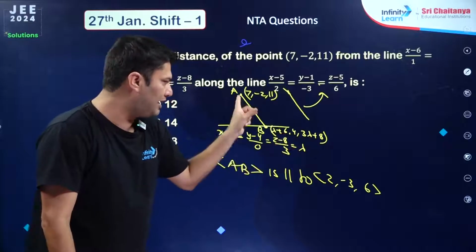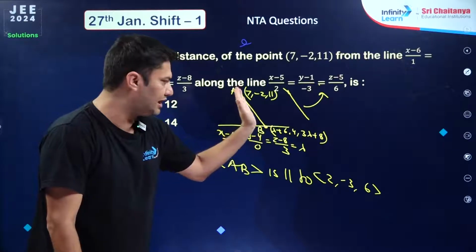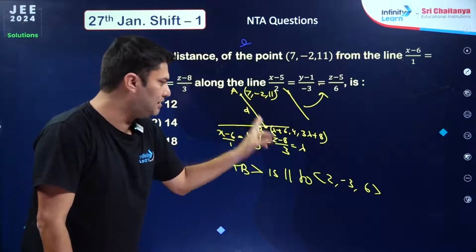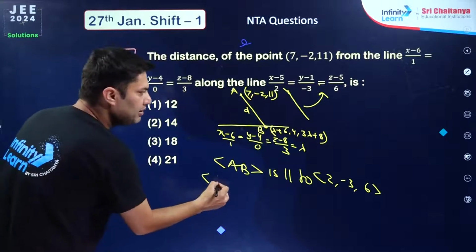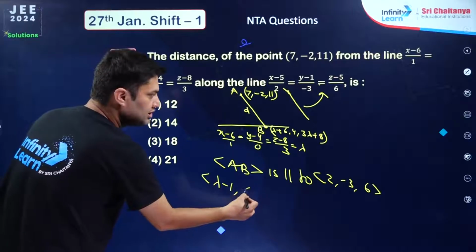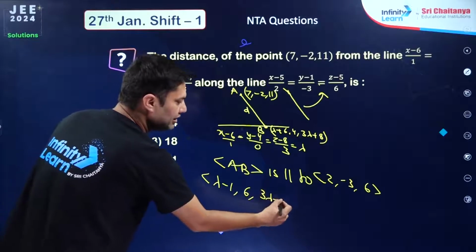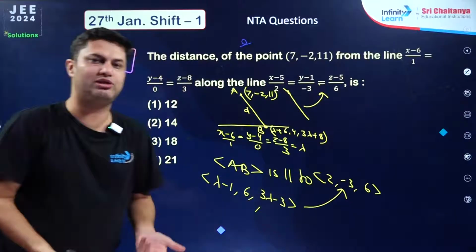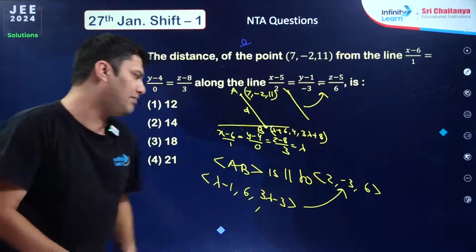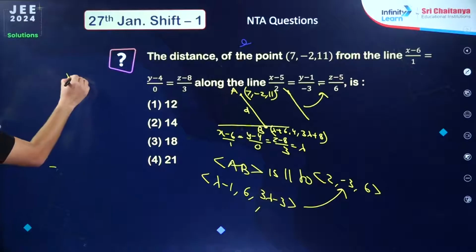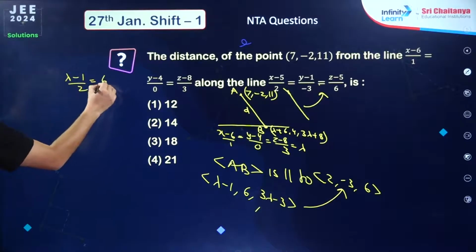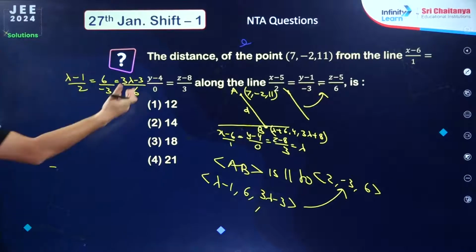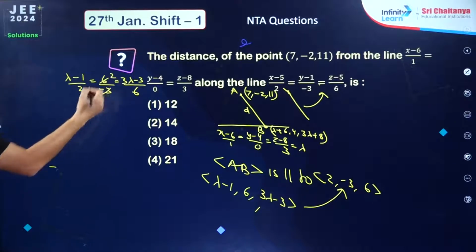So AB direction ratios, this line is obviously parallel to this. So AB direction ratios, which is B minus A, will be lambda minus 1, 6, and 3 lambda minus 3, and it is parallel to this line. The ratio will be same because they are parallel. That means you can find lambda. So lambda minus 1 by 2, 6 by minus 3 is equal to 3 lambda minus 3 by 6. So you can easily find the value of lambda.